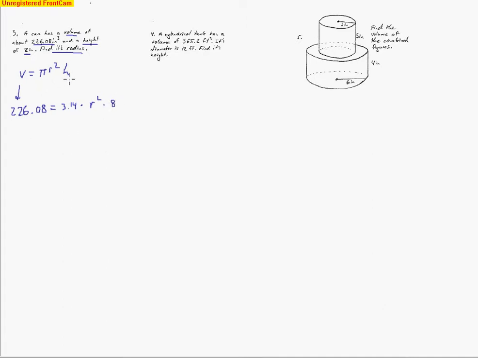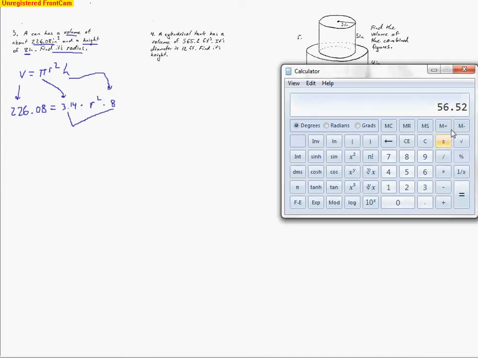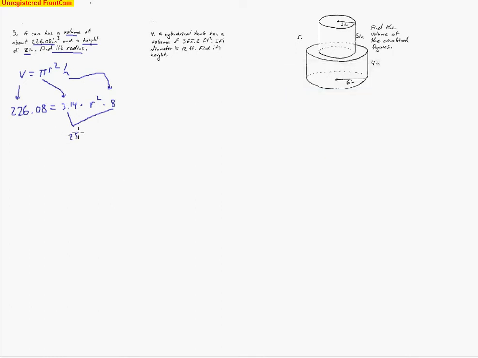So I just took the numbers that I was given in the problem, and I substituted those into the formula. What I'm going to do first is multiply the 3.14 times 8. Let's go ahead and multiply that out. So I'll clear this, and I'll do 3.14 times 8. And so this equals 25 and 12/100ths. And then pi times the radius squared equals the 226 and 8/100ths.